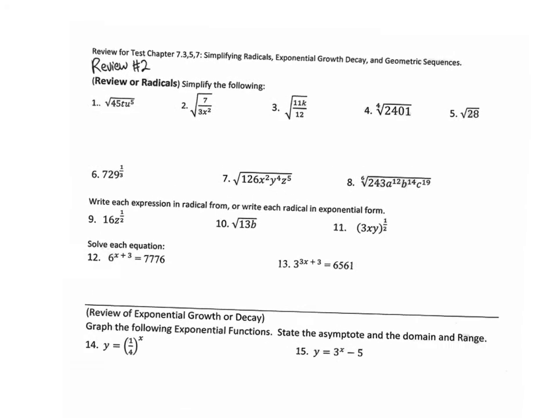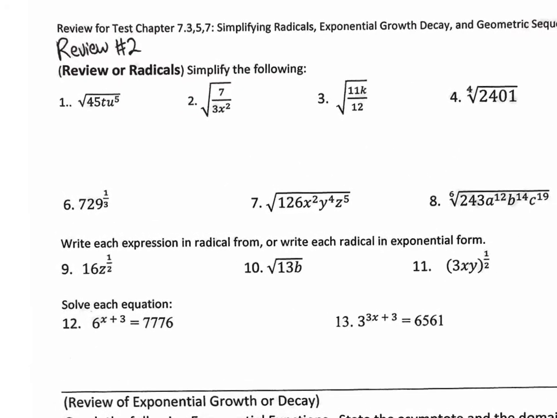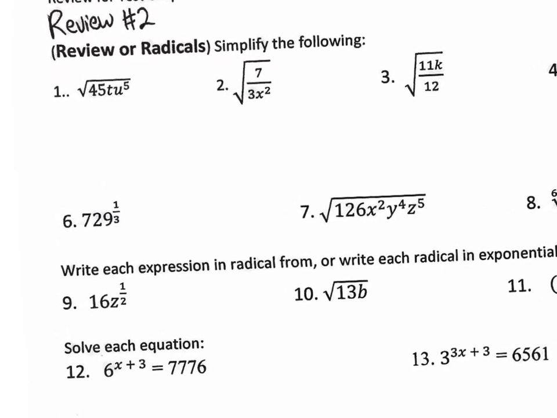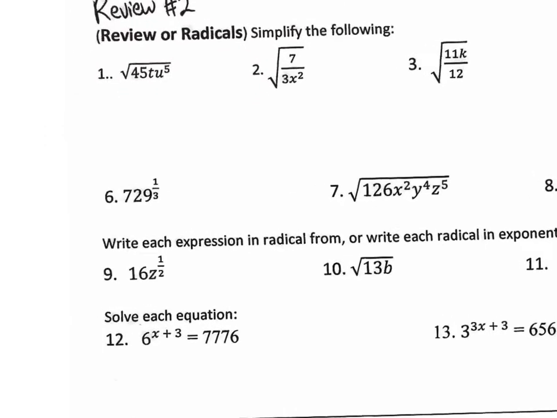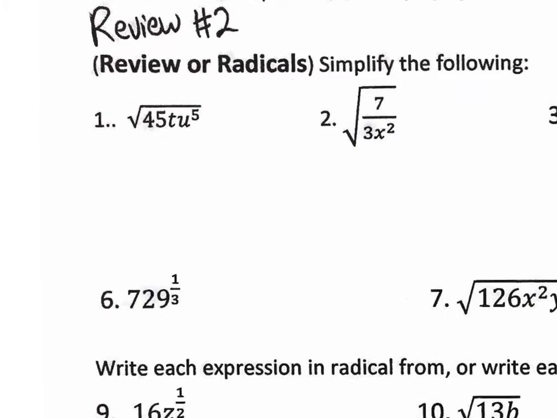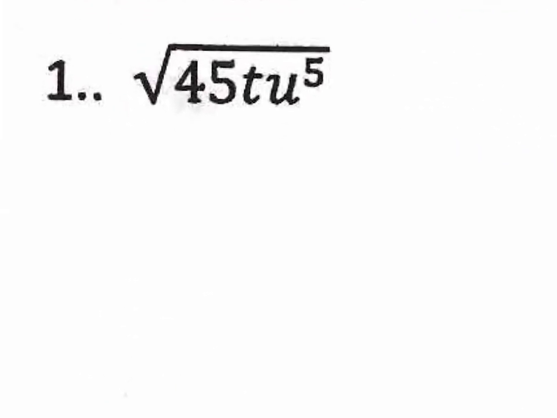So we're going to work on this second review. We're going to break it up into pieces. This first piece is going to be on radicals and exponential equations. So let's take a look at number one. It's the square root of 45tu to the fifth. We're going to split the root to each and every one of the terms.